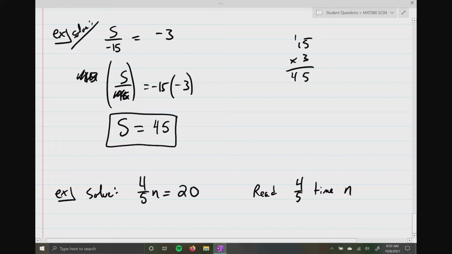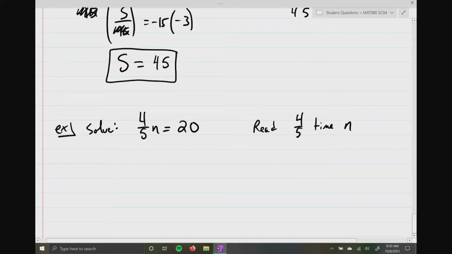But Kim, let me ask you a question. Do you have a fraction? Yes. Are the directions solve? Yes. What would be your first step then? I would multiply both sides by 4/5. By 4/5? Just kidding. By 5.